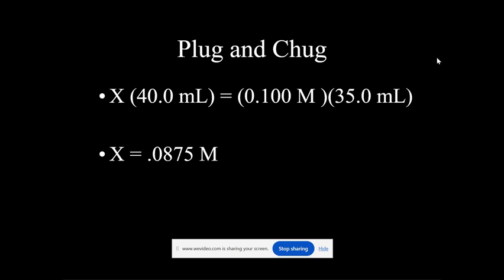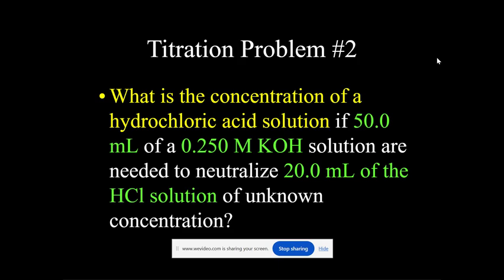All right, moving on to problem number 2. So, titration problem number 2. What is the concentration of a hydrochloric acid solution if 50 milliliters of a 0.250 molar potassium hydroxide solution are needed to neutralize 20 milliliters of the hydrochloric acid solution of unknown concentration?